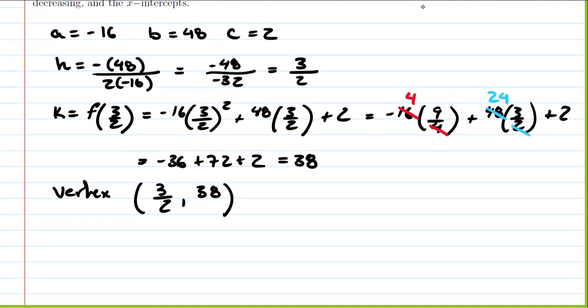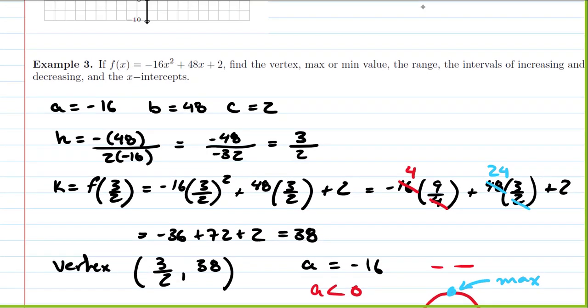So now that we found the vertex, we analyze our a. So a is negative 16. So that means our graph is sad. So it's going to open down. a is less than 0. So in terms of our graph then, it's going to have a max. And the max is going to be located at the vertex.